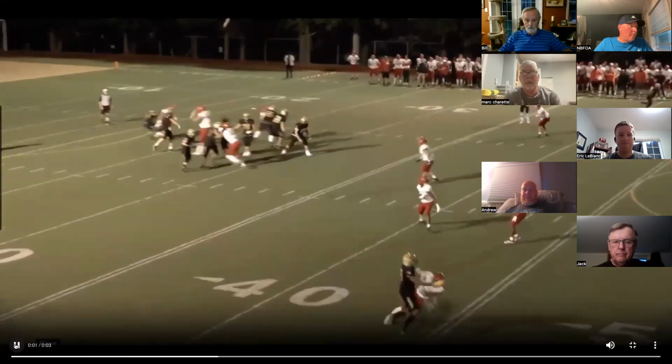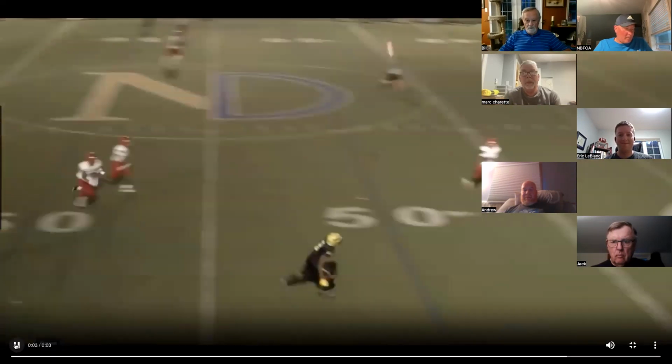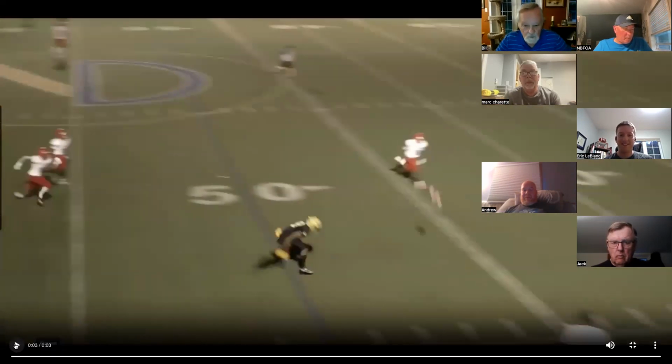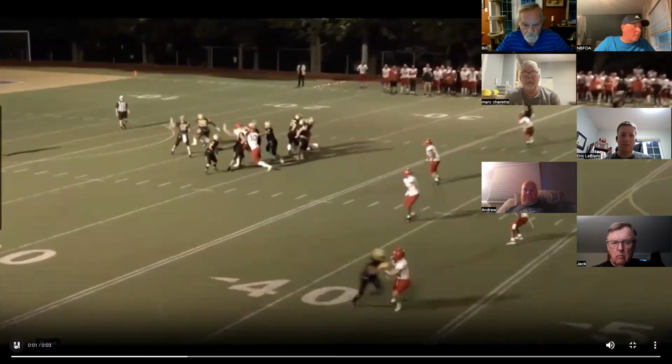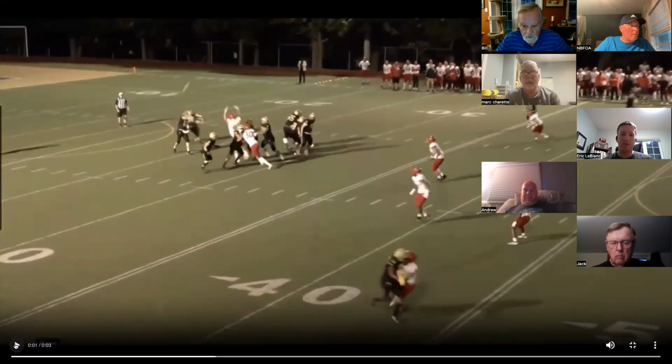I put B because I thought it was illegal contact, but we're considering the ball gone. It would be defensive pass interference. Ray, can you stop it when the contact occurs? So let's break it down. Are we calling this ball contact illegal contact?